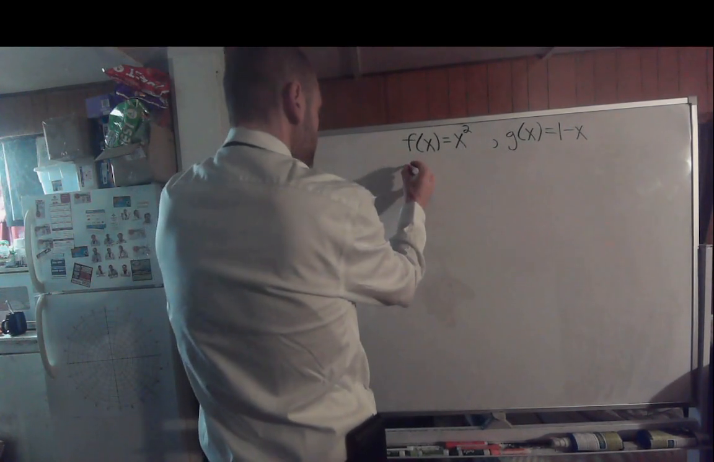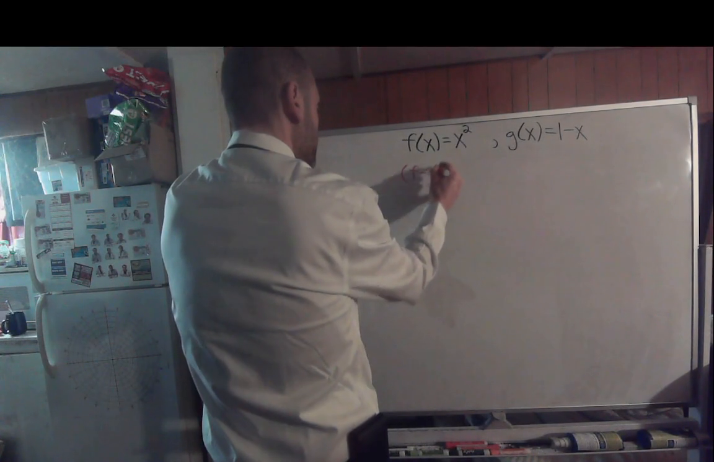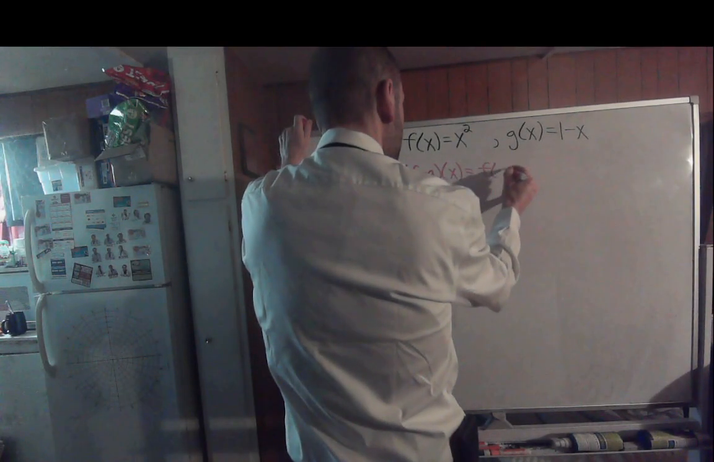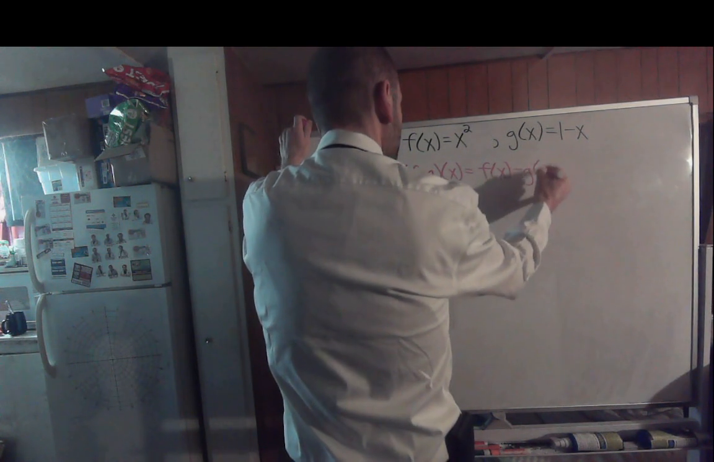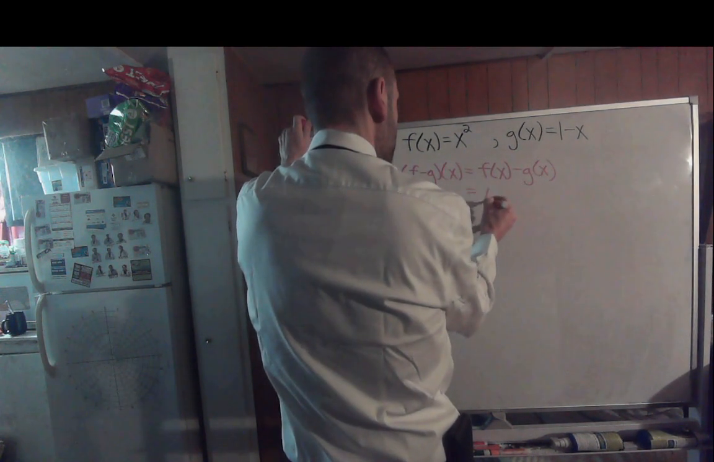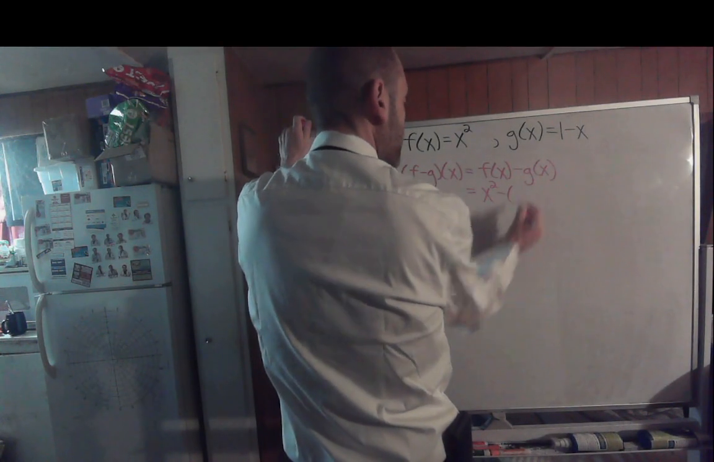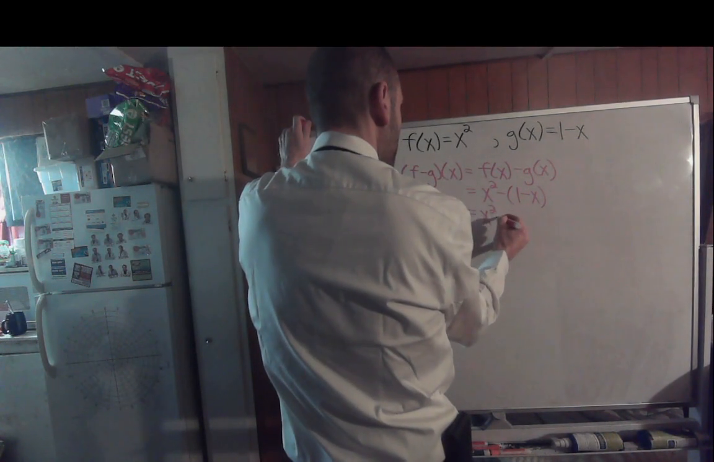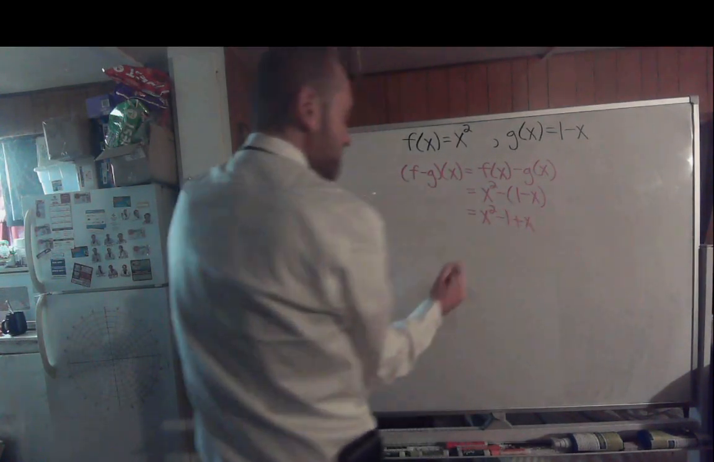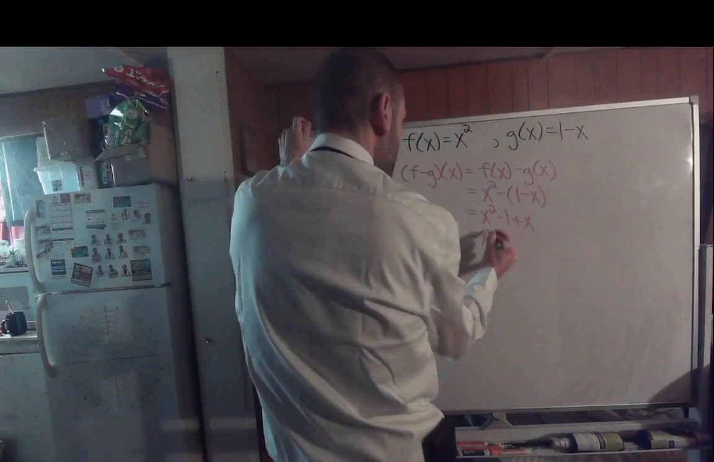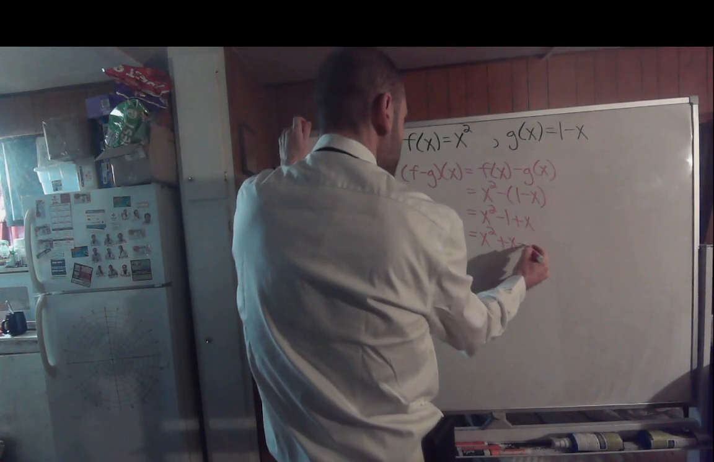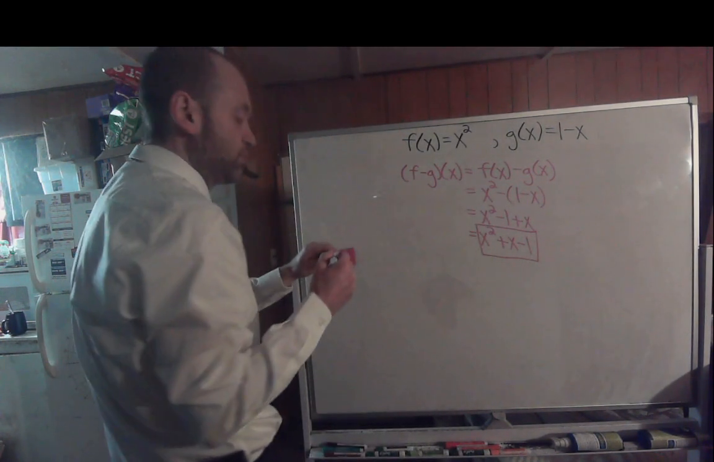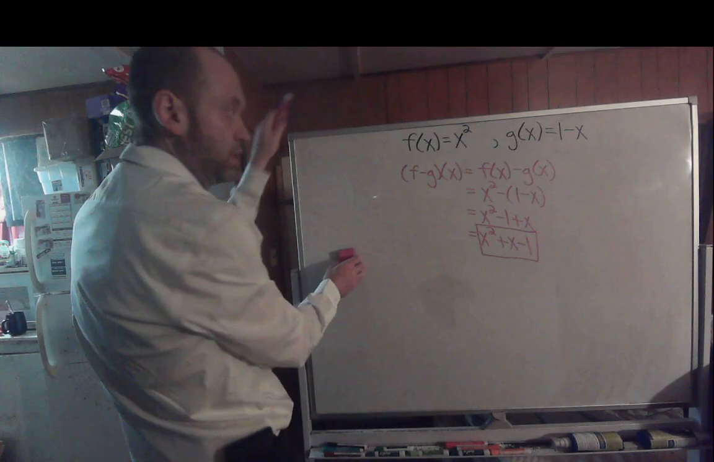And now we shall do f minus g of x. Well, that's going to, of course, equal f of x minus g of x. So this would be x squared minus the quantity of 1 minus x, which would give you x squared minus 1 plus x. And if we write this in proper descending order, it would be x squared plus x minus 1. So f minus g of x would equal x squared plus x minus 1.